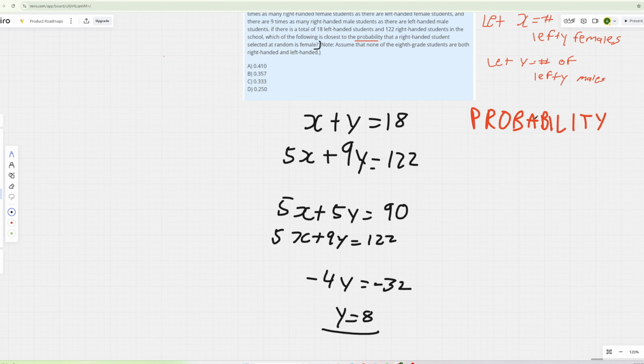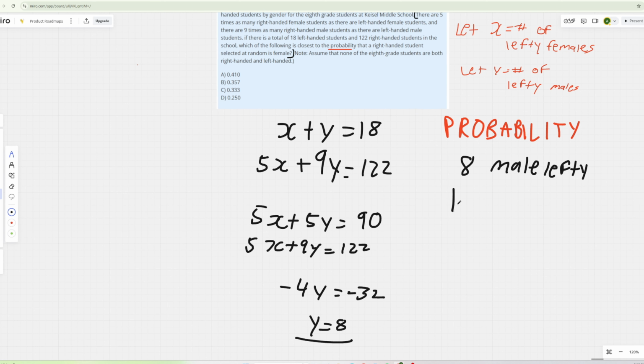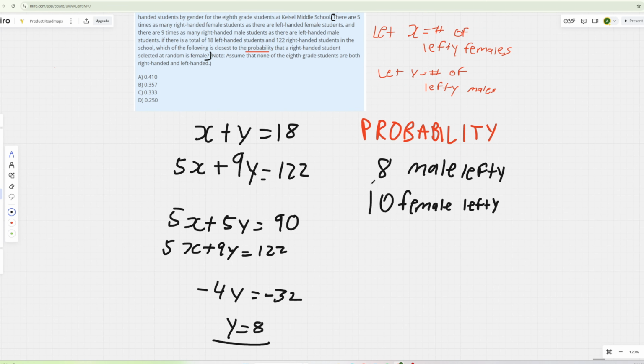So I got y equals 8. So that means there are eight male lefties. That means if I put this back in here, there are 10 female lefties. And now I also know that if there are 8 male lefties, there are 9 times as many right-handed. So that means there's 72 male righties and 5 times as many female, so 50 female righties. So now I have all my information.